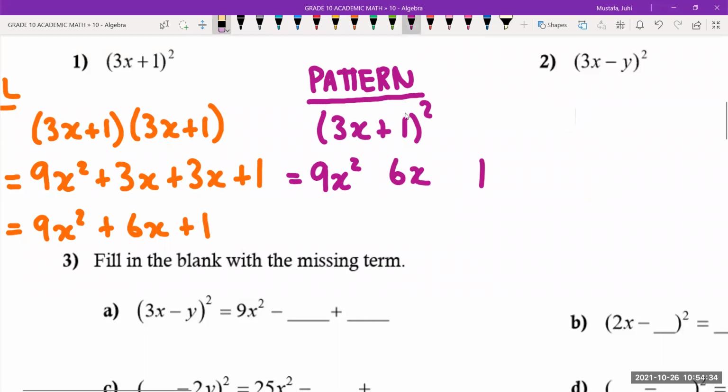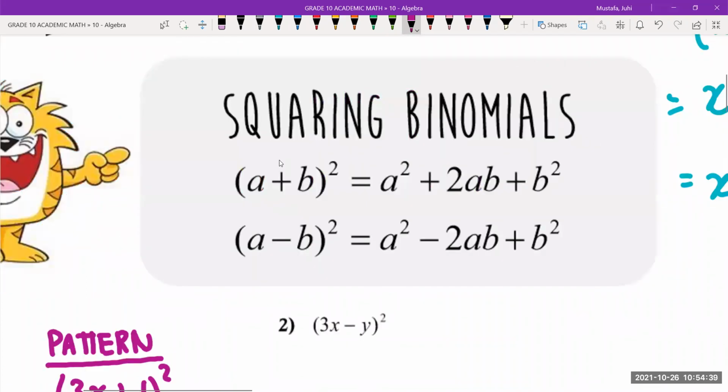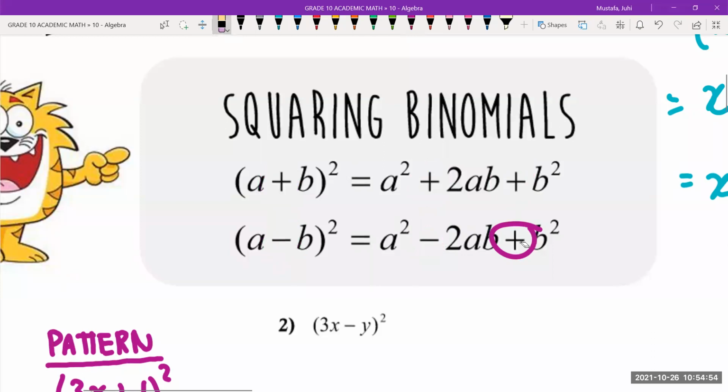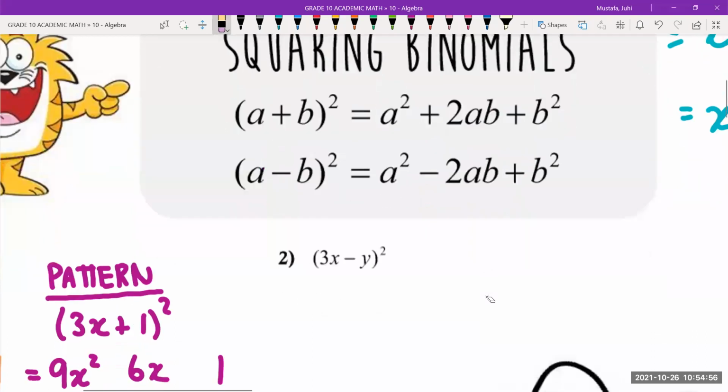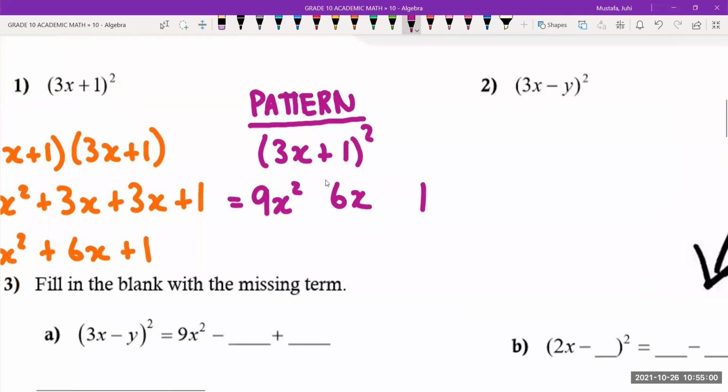And the pattern is, if you just take a look over here, when you have a plus sign in the original question, this will be positive and positive. And when you have a negative sign, the pattern will be negative and positive. So you do have to memorize those signs a little bit. Plus is plus plus, and then minus is negative plus. So in this question, because it's a plus, what am I going to put down over here? I'm just going to put down plus and plus.